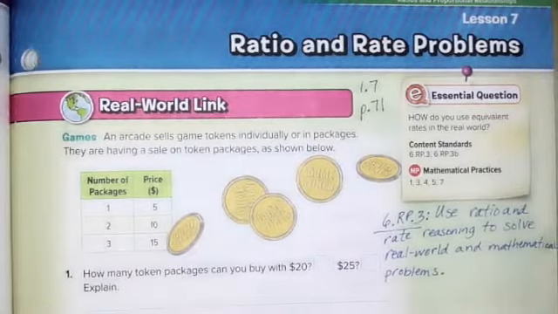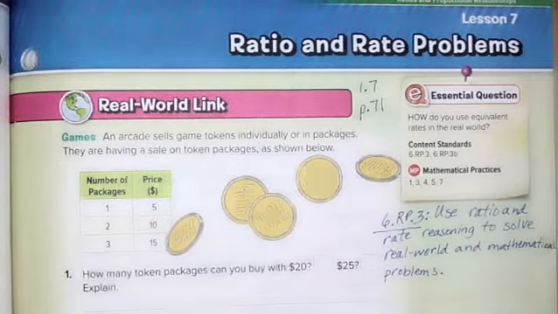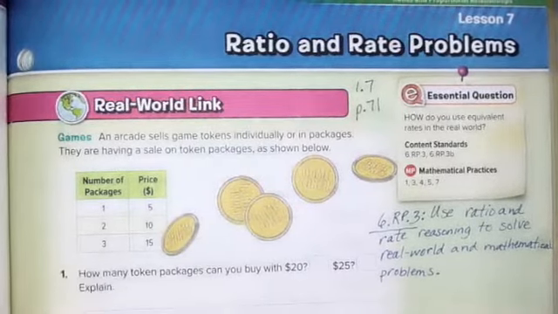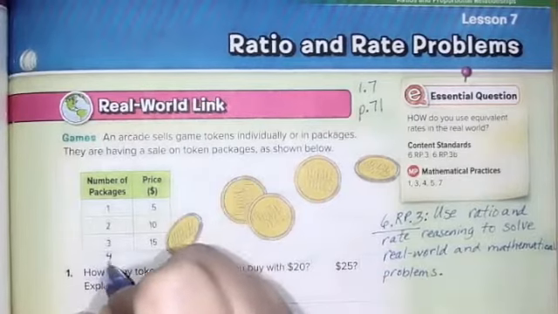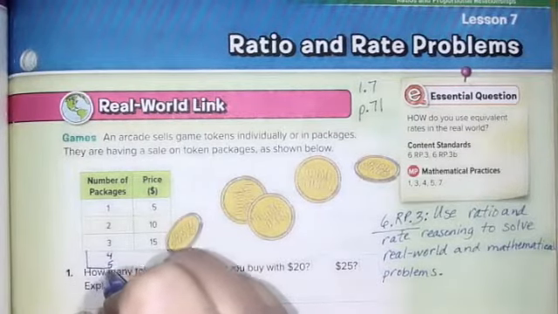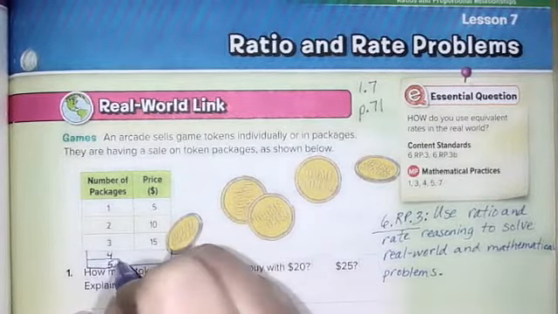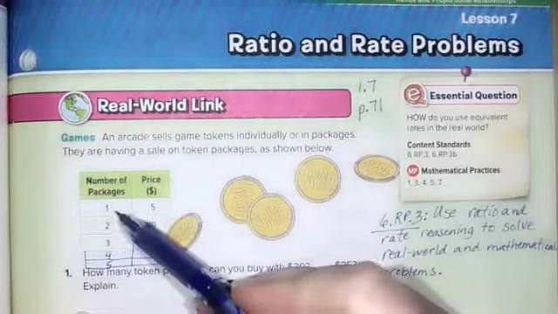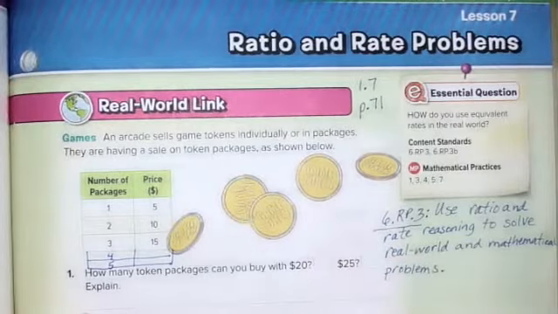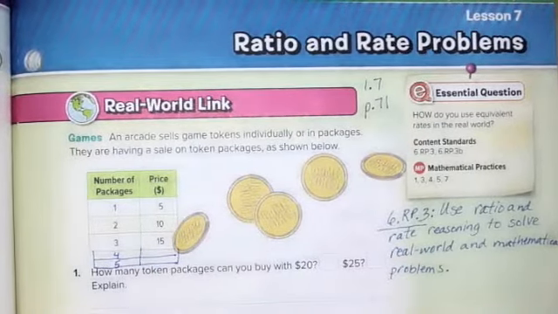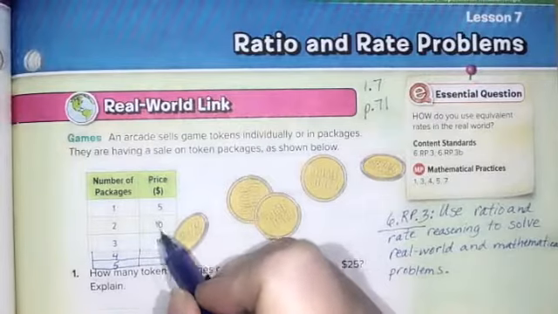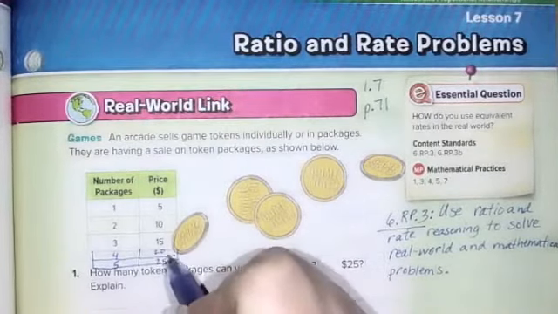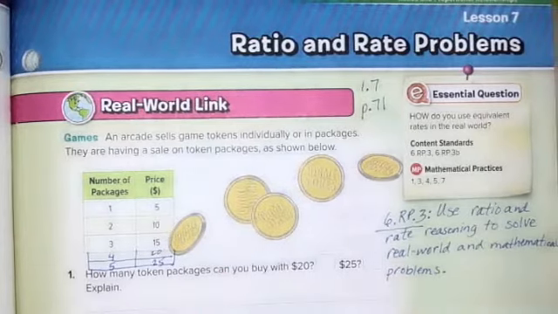How many token packages can you buy with $20? And then what about 25? So we can continue this pattern by extending our table to include 4 and 5. Okay, and we can see that as the number of packages increases by 1, the price increases by $5. So $5 per package. So 5, 10, 15, 20, and then 25 because we're increasing at a consistent rate.